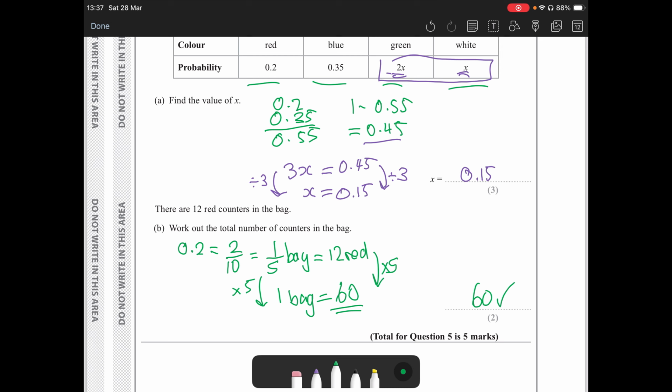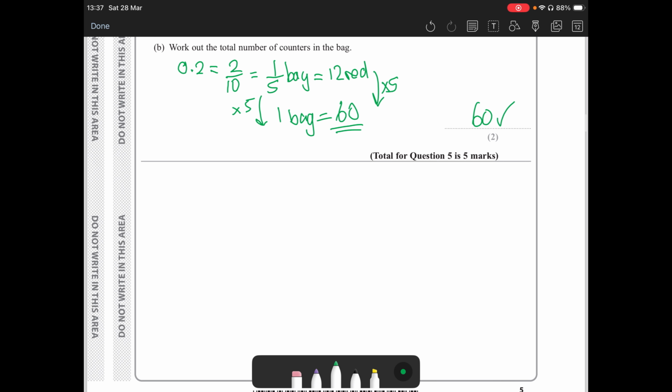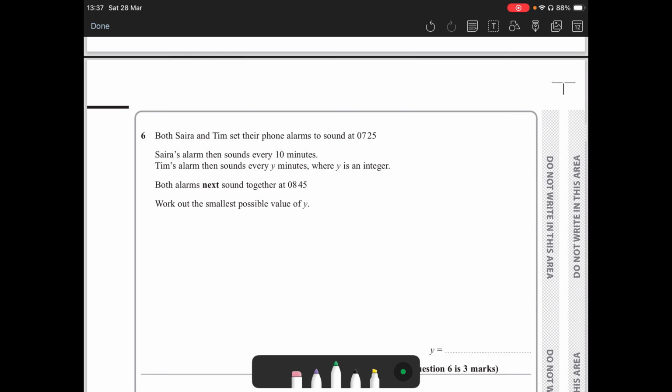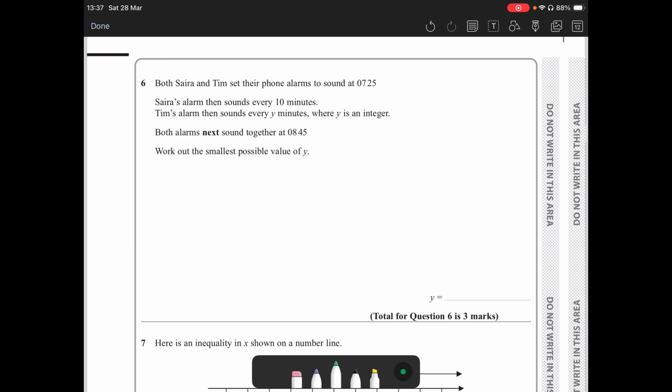Again, that's the right answer. Mark scheme agrees with both of those. All good. Let's scroll forward. Number 6, Sarah and Tim set up their phones.